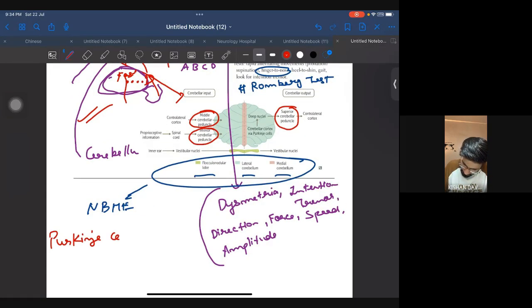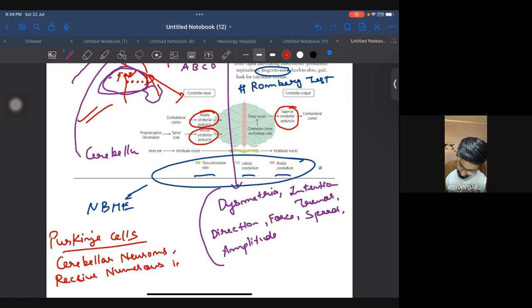Purkinje cell. So these are cerebellar neurons. Okay, they receive numerous inputs and they release GABA. This release of GABA is important. Okay, Purkinje cells release GABA, and that's it.